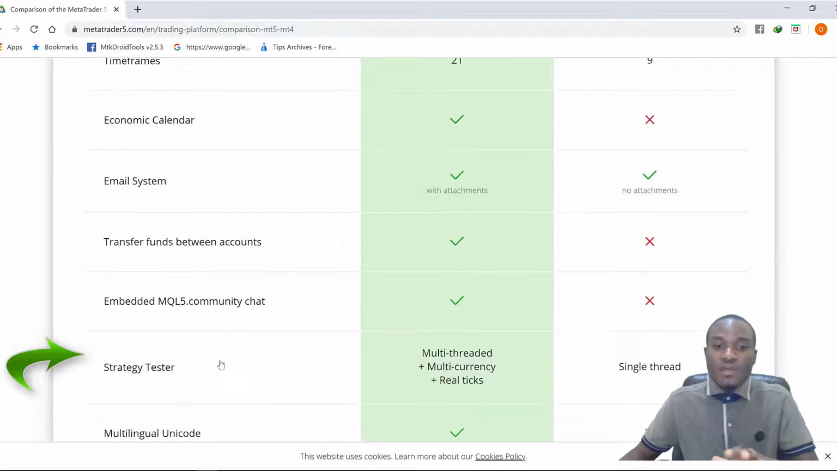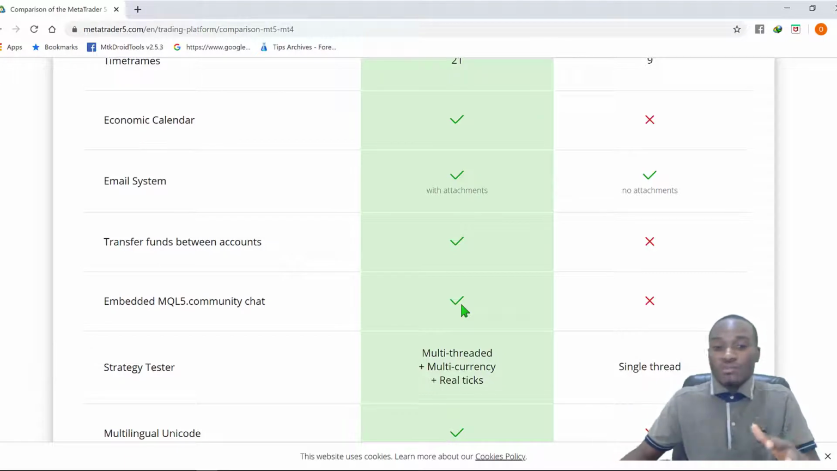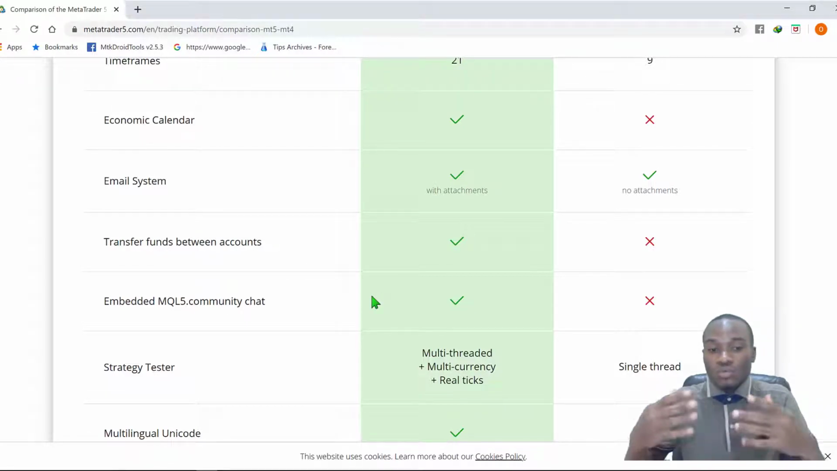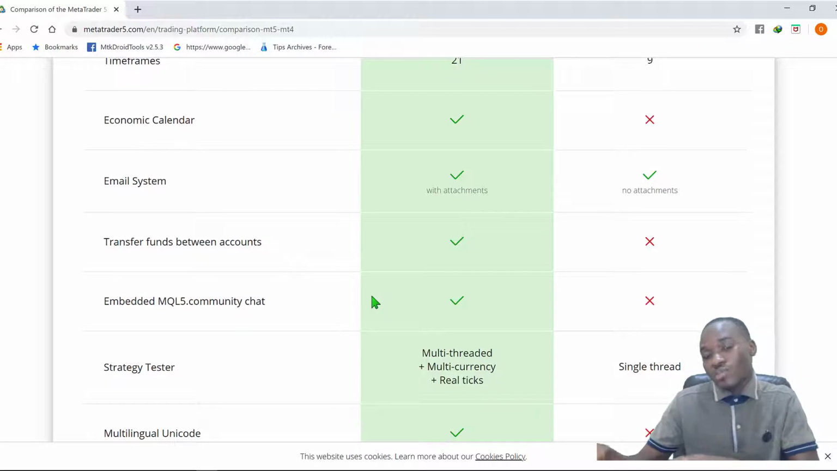Whereas we have the embedded MQL5 community chat. This option is available on the Metatrader 5, and on the Metatrader 4 you actually don't have the MQL5 community chat. No chat, no option. This is the community where you can communicate. That is the MQL5 community. Whenever you download the Metatrader 4 and Metatrader 5, this is the website where you're automatically redirected. You actually see that whenever you download this software.